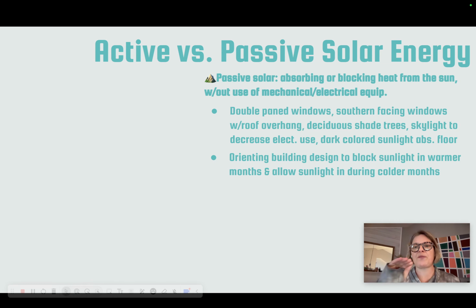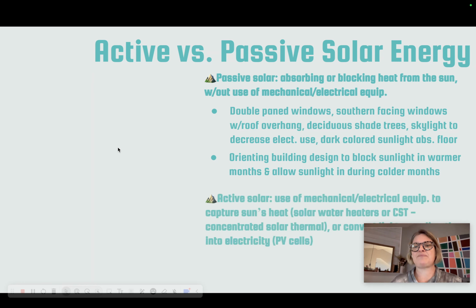But then in the summer, if you have a roof overhang, it blocks out some of the sun from hitting your windows. And then also having deciduous shade trees. In the winter, the leaves fall off the trees, allowing the sun to come in, heating up your home. But in the summer, you've got big oak trees and big maple trees and elm and all these other things around your house that have leaves that block the sun from hitting your house, which would keep it cooler.